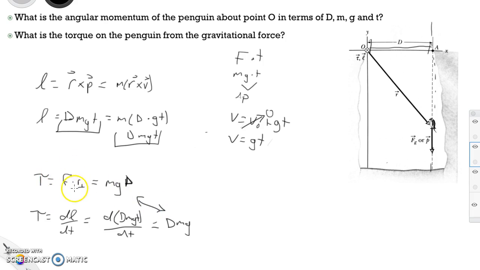So that was two ways you could find the torque on the penguin, and then we had two ways where you could find the angular momentum. And really, if you knew that this was the torque, you could also use that to find angular momentum by integrating from 0 to t, right? Because then the angular momentum would be equal to the integral of the torque with respect to time, and then you would end up with this. Torque, angular momentum, there you go.